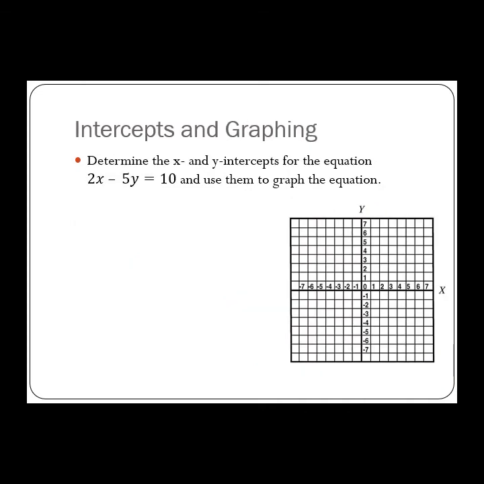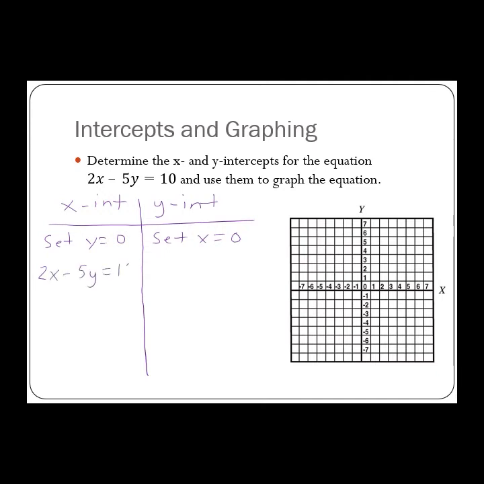So here we have another one. I'm going to find the intercepts, and then I'm going to use them to graph the equation. So my x-intercept, my y-intercept. I'm going to set y equal to 0, set x equal to 0. So 2x minus 5y equals 10. And so I'm setting the y equal to 0.